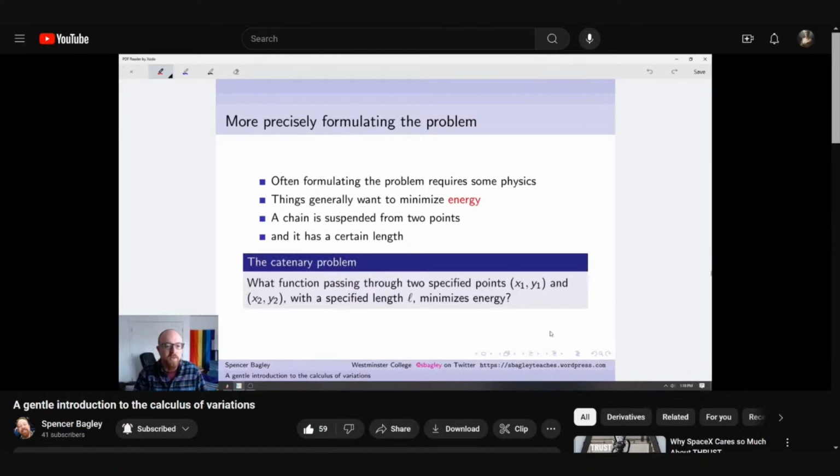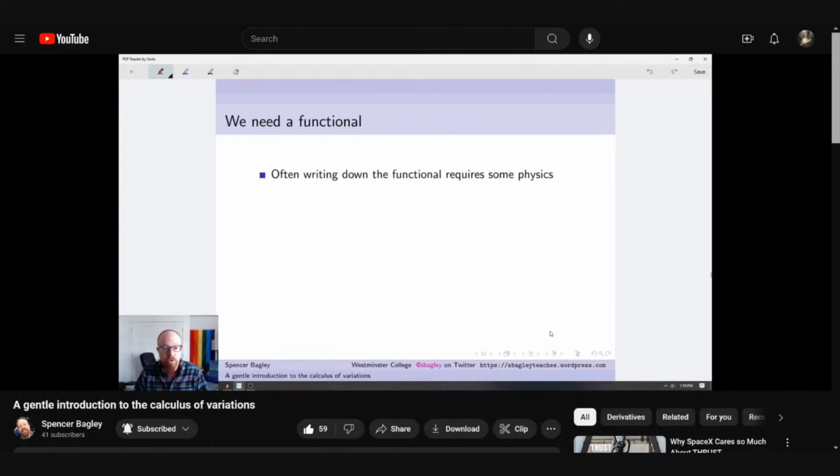So here is a more precise formulation of the catenary problem. What function passing through 2 specified points, x1, y1, and x2, y2, with a specified length minimizes the gravitational potential energy? Okay. I'm going to need a functional.